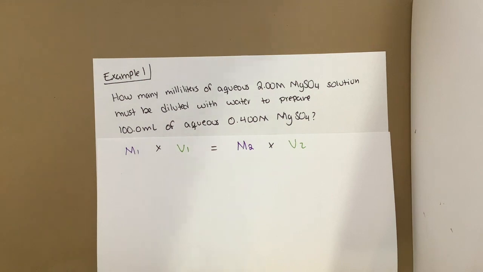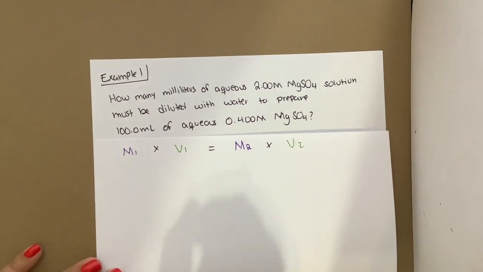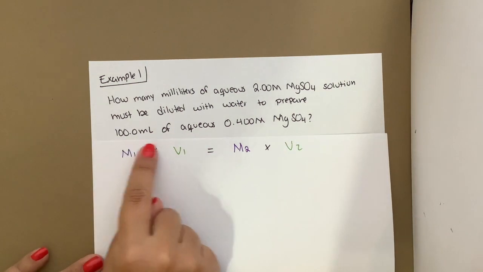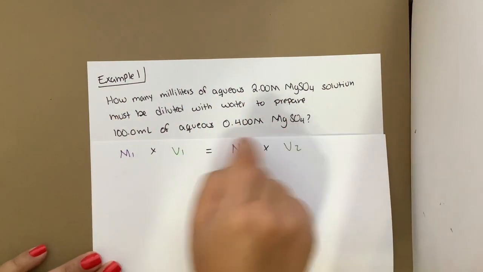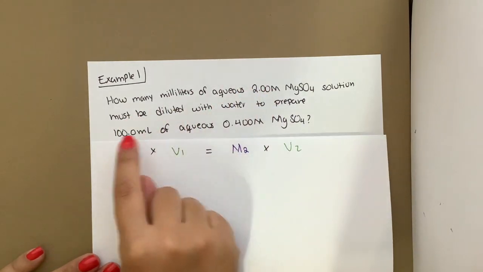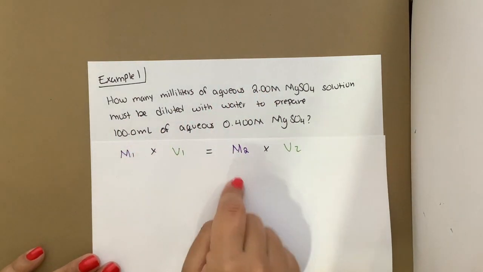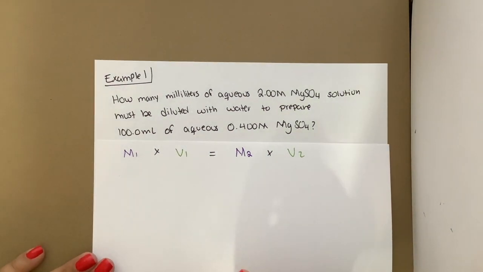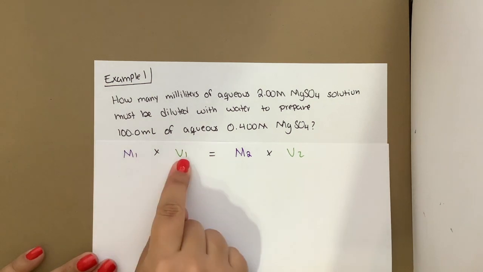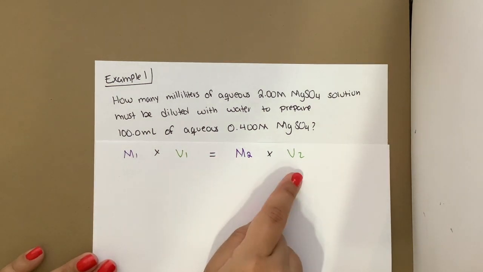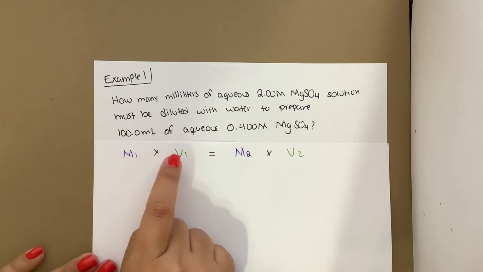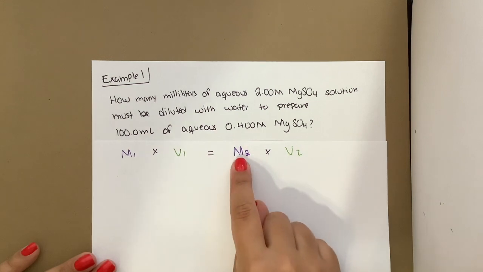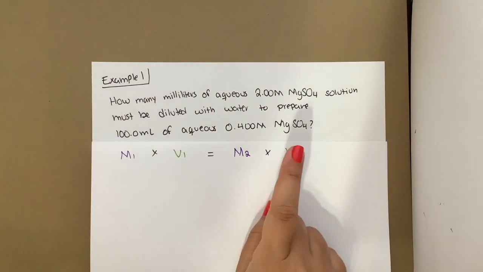Okay, so let's do our first example. Before reading it, I suggest you write the equation, leaving a lot of space. We're going to read the problem once and then decipher what the numbers mean and where they go, so that we can write the numbers right under each variable and quickly calculate. Remember that the formula is M1 times V1 equals M2 times V2: the molarity times the volume of my initial concentrated solution equals the molarity times the volume of my diluted solution.